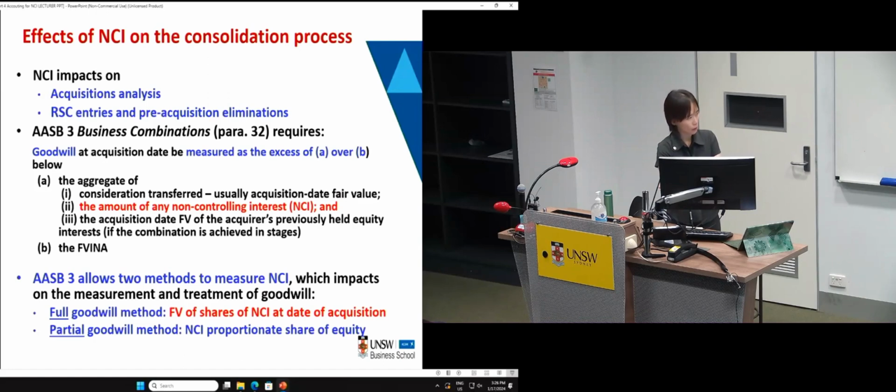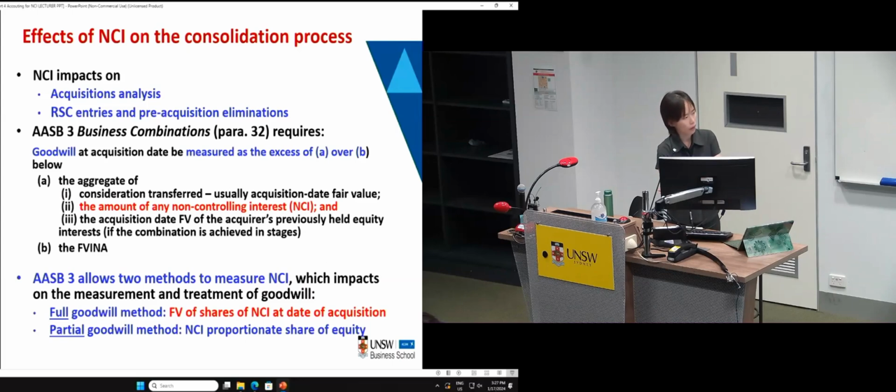Now, what is the difference between these two methods? Well, under the full goodwill method, the fair value of the shares of NCI at acquisition date should be identified and used in the calculation. Now, if the subsidiary is a listed company, then we can easily determine the fair value of NCI by reference to the market share price for the shares not acquired by the parent entity. Now, under the partial goodwill method, NCI is equal to its proportionate share of the subsidiary's identifiable net assets.